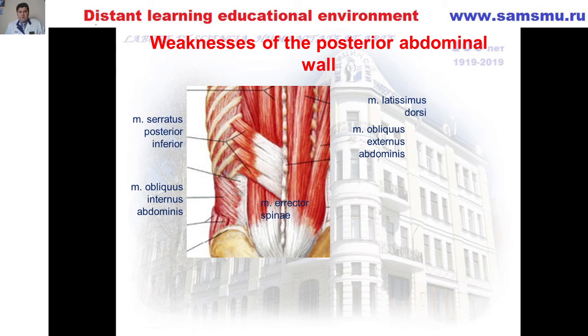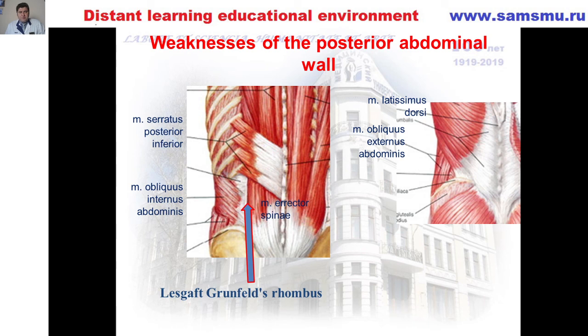And also I want to show you the posterior wall and the weaknesses of the posterior wall. You may see two parts. I talked about them earlier. So you may see two continuous parts of weakness in the posterior wall. The first, internal part of weakness is the Grynfeltt-Lesshaft rhombus. You may see the borders of this rhombus.